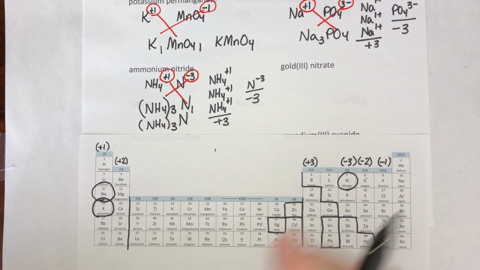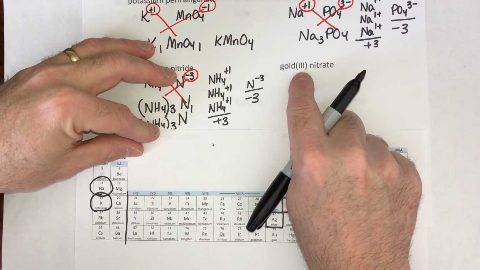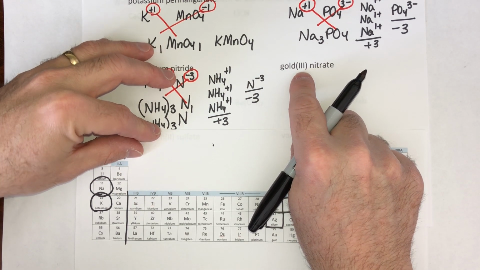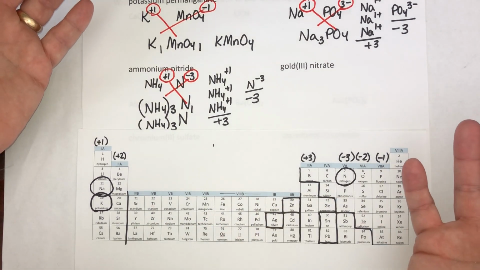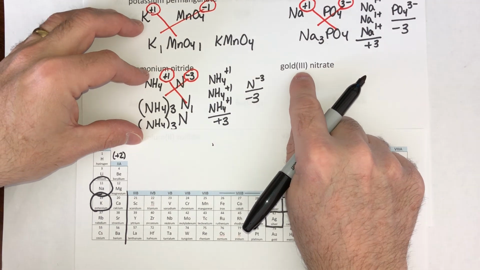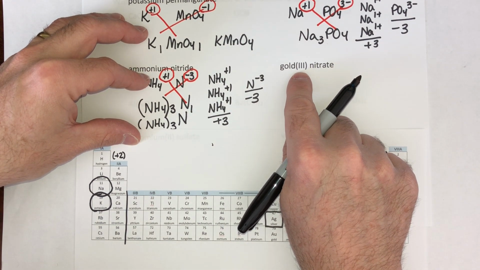All right, let's move on to the next one. The next one is gold 3. The minute you see Roman numerals, you should be thinking transition metals. Now we love transition metals because they tell me what the charge is supposed to be. When I write this, gold is going to be a 3+.